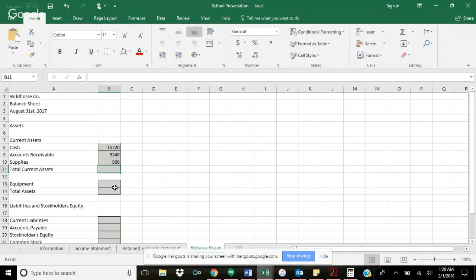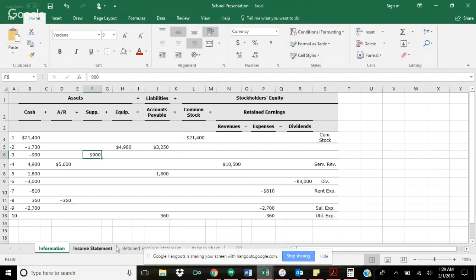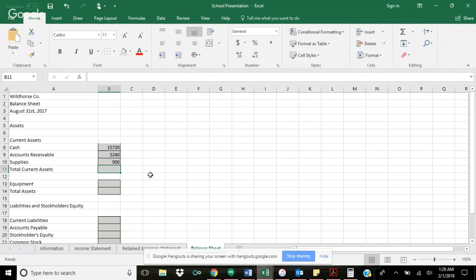From there, we're going to go back to the spreadsheet and see that we don't have any other current assets, because equipment is not considered a current asset. It is considered more of a longer term asset, since that's something you hold on to for a longer period of time than 1 year, which is what a current asset is defined as. With the equipment, we can see here it's $4,980. So we're going to put that here.